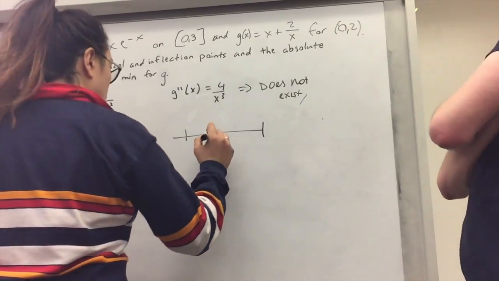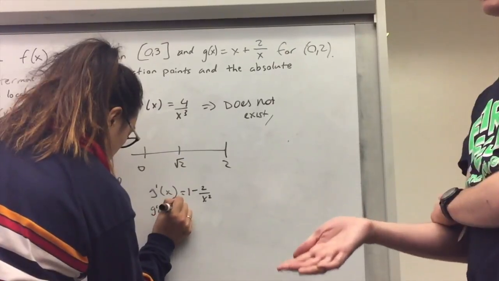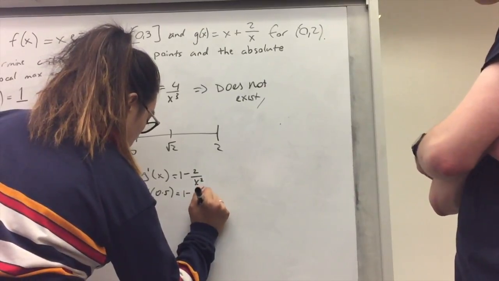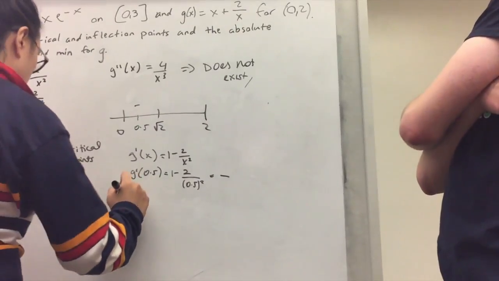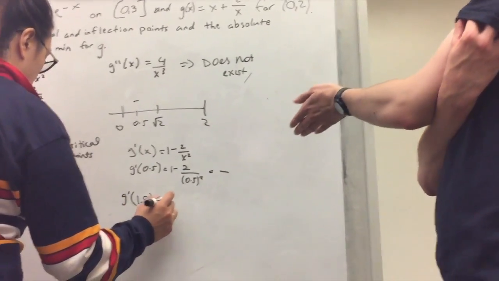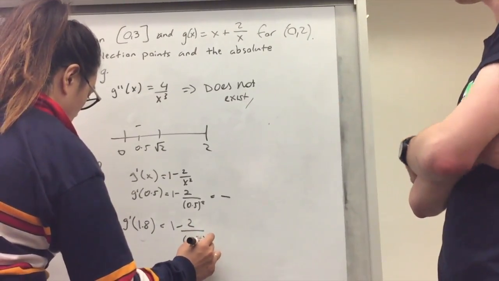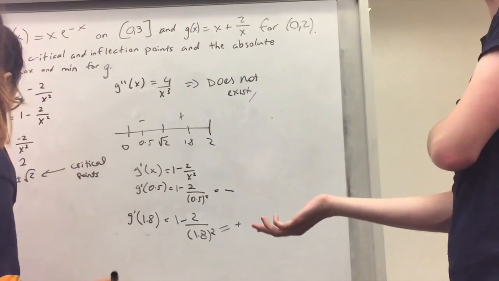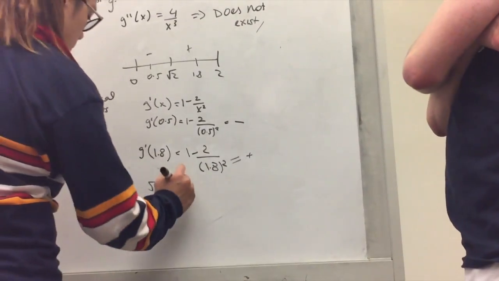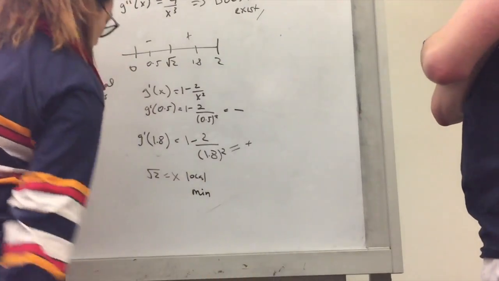And now we're going to find our absolute and local maximum and minimum. Using a number line again, our derivative function was 1 minus 2 over x squared. So we're going to test 0.5, which is in between 0 and square root of 2, and get a negative number, because 2 over 0.5 squared is greater than 1, so 1 minus that number will give you a negative value. And a number between square root of 2 and 2 is 1.8, which gives a positive value, because 2 over 1.8 squared gives you a value less than 1, and 1 minus that value is still positive. So x equals square root of 2 is your local maximum, or your local minimum, sorry.